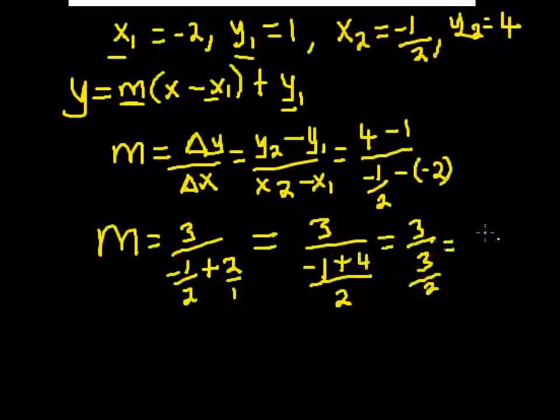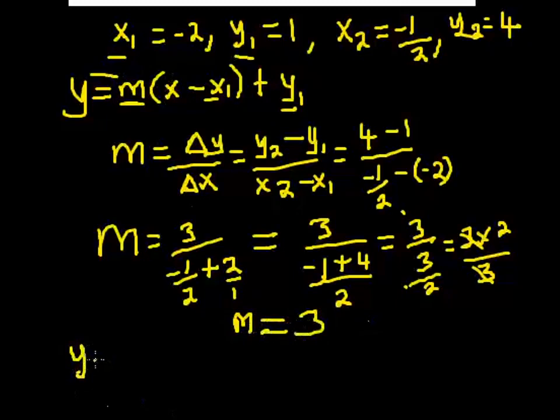So of course, this is the reciprocal: it's 3 times 2 over 3, then 2 comes up, then 3 remains. So 3 cancels 3, so that's going to be m is 2. Let's go now and get our equation. The equation is going to be y equals m, into x minus x1, which of course is minus 2, right? Are we good?